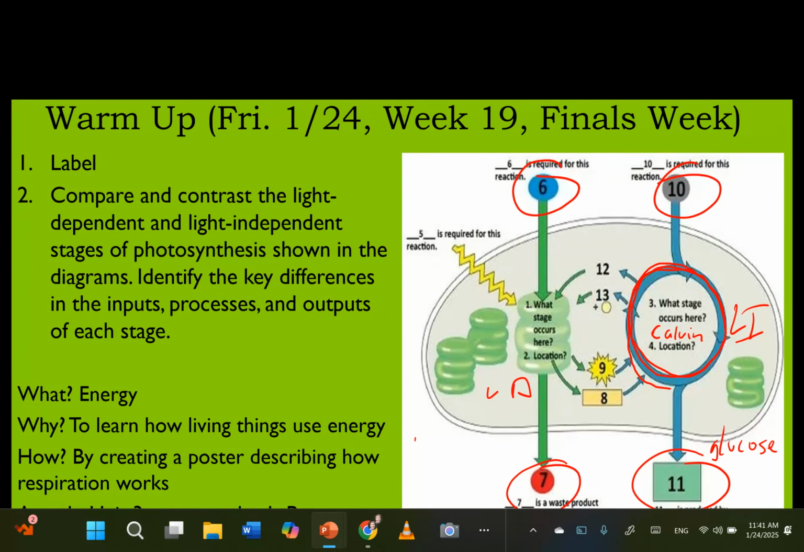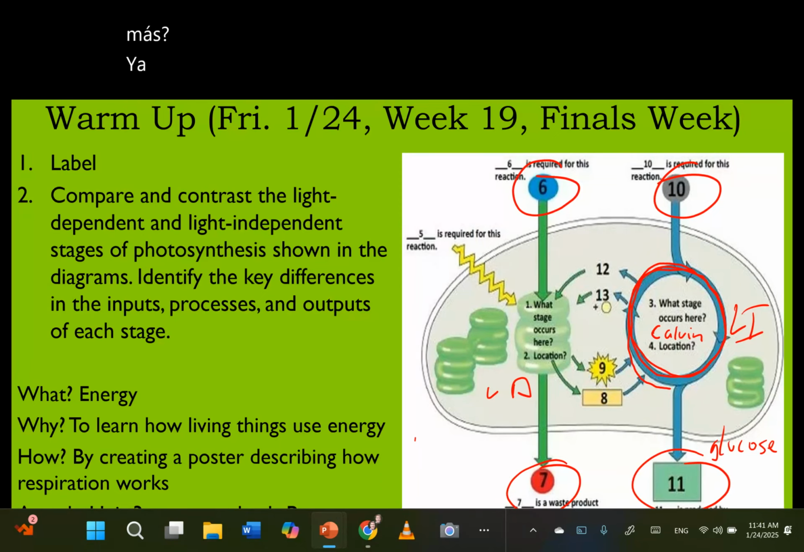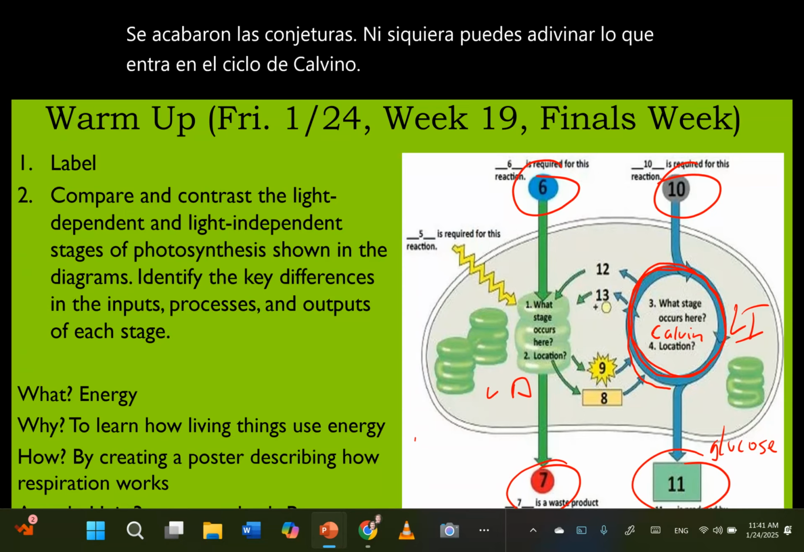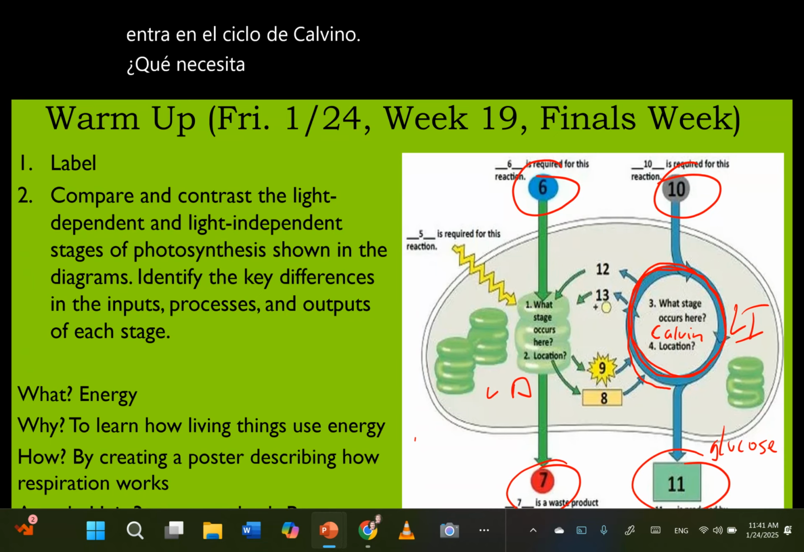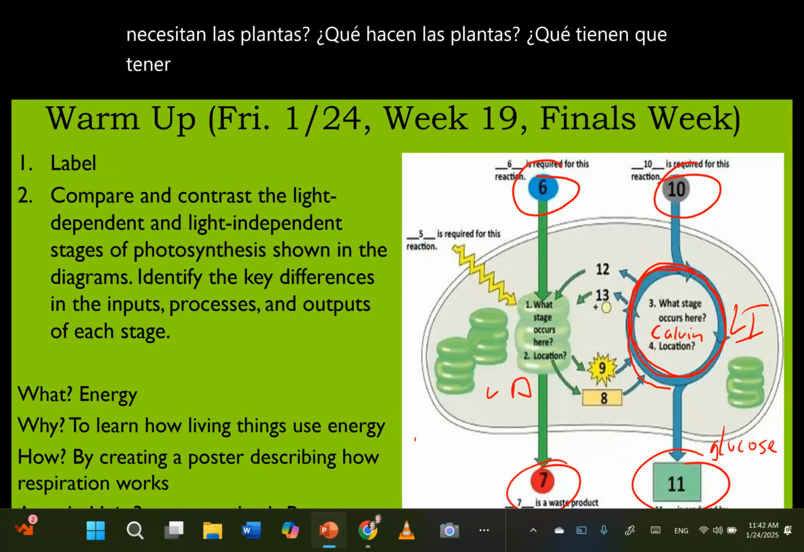Okay, can you label any other of those? Can you do one more? No more guesses? You can't even guess what goes into the Calvin cycle. What does it need from the environment? Give me a guess. What do plants need? What do they have to have in order to do their thing? Well, they do need light, and we do see light right here.